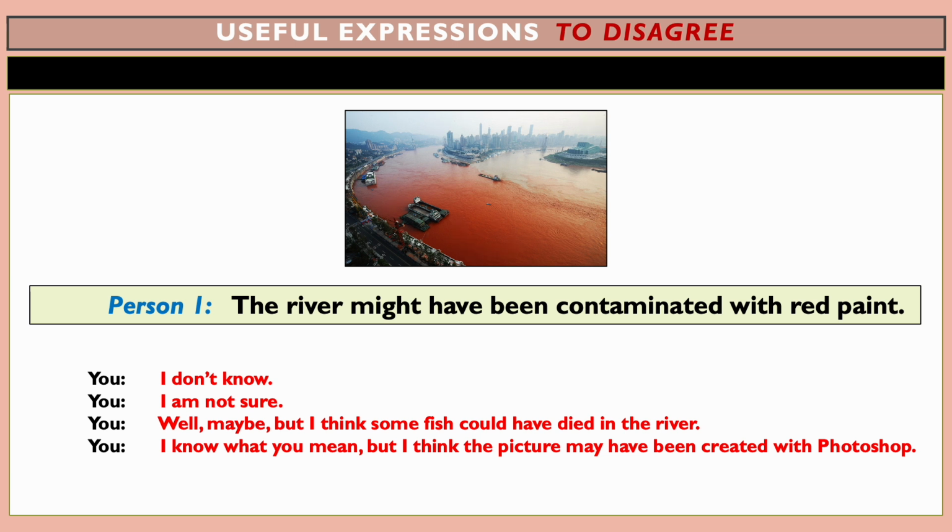You are not so sure. Remember, when you're sure, you use must have and the past participle, or mustn't have and the past participle, or can't have. But in this case, you're not so sure. You're just supposing. That's why you use might have and the past participle, may have and the past participle, or could have and the past participle.